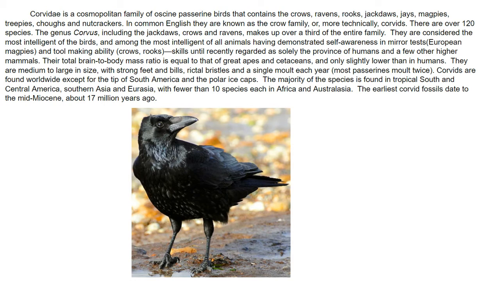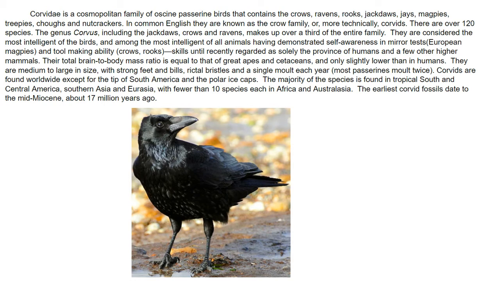They are considered the most intelligent of the birds and among the most intelligent of all animals, having demonstrated self-awareness in mirror tests, which was done with European magpies, and tool-making abilities seen in crows and rooks, skills until recently regarded as solely the province of humans and a few other higher mammals. Their total brain-to-body mass ratio is equal to that of great apes and cetaceans, and only slightly lower than in humans. They are medium to large in size, with strong feet and bills, rictal bristles, and a single molt each year. Most passerine birds molt twice.